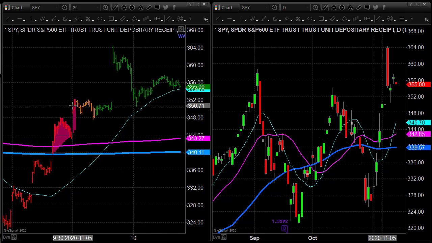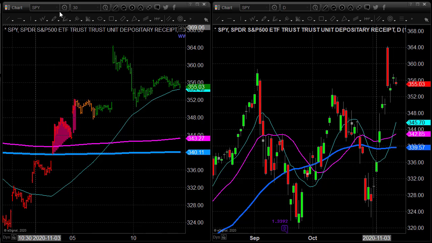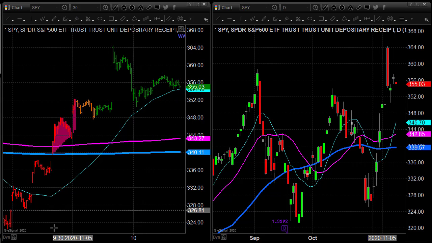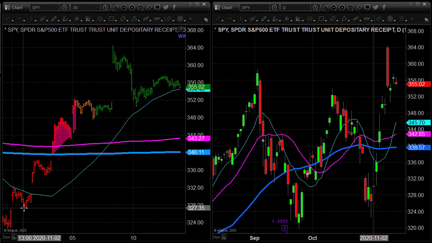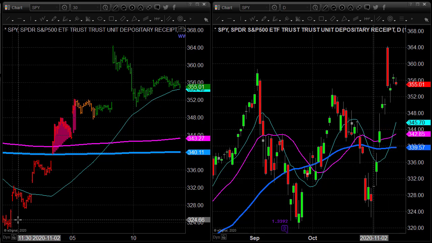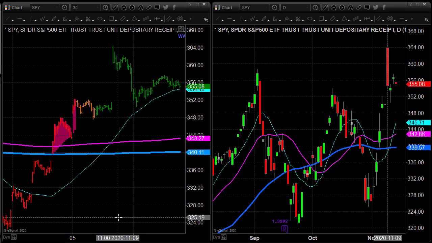Here we've got our trend analysis 30-minute chart. So this is the SP500, the 30-minute chart. Now this is only regular trading hours. This is the last several sessions. It goes back to November 2nd. So we're looking at 2 weeks of trading sessions.